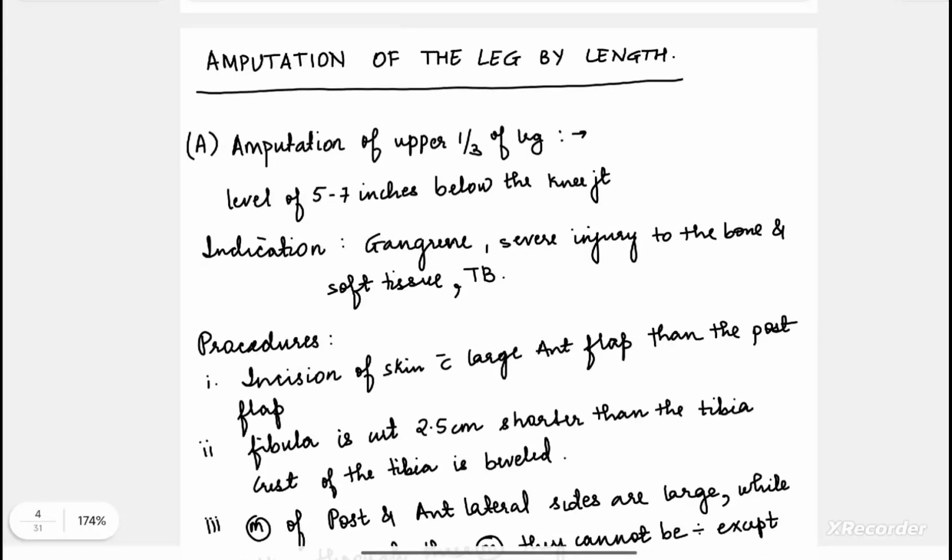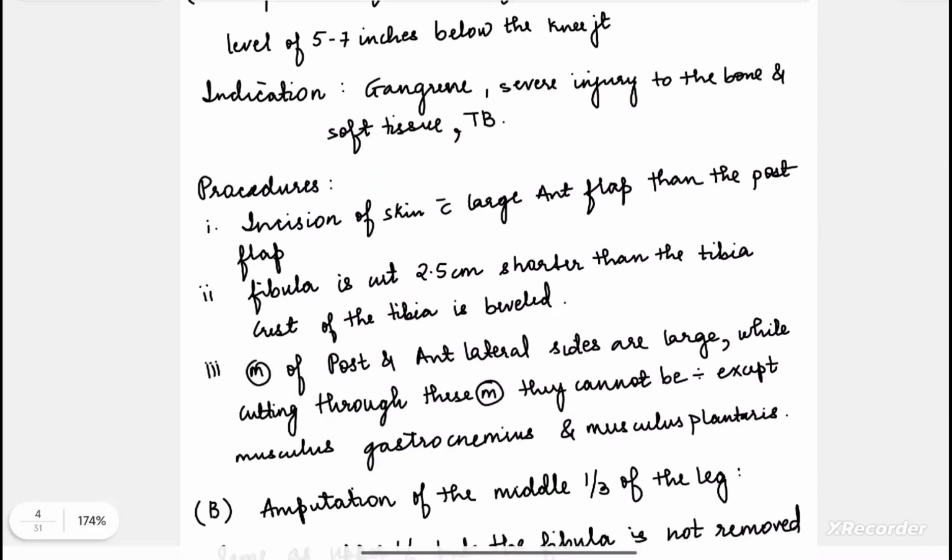Next is amputation of the leg by length. Amputation of upper 1/3 of the leg, at a level of 5 to 7 inches below the knee joint. Indications are gangrene, severe injury to the bone and soft tissue, and tuberculosis.